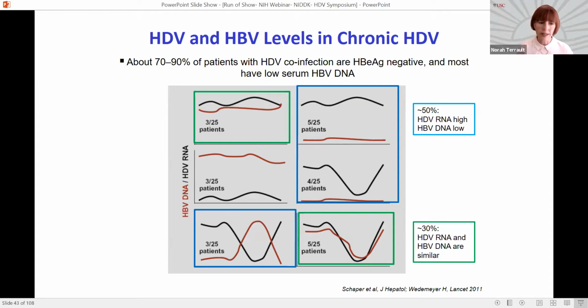And then finally, there is a small proportion of patients in which the Delta is low and the HBV is high. Perhaps this represents the spontaneous clearance phase. It's unclear, but to recognize that there is some variability in terms of the patterns of HBV and HDV that we're going to see when we look at viremia.